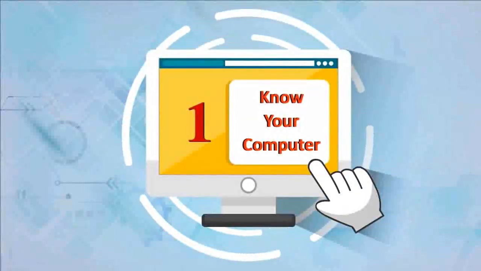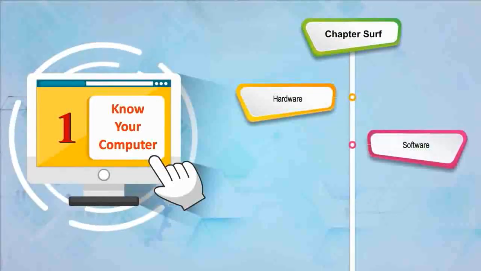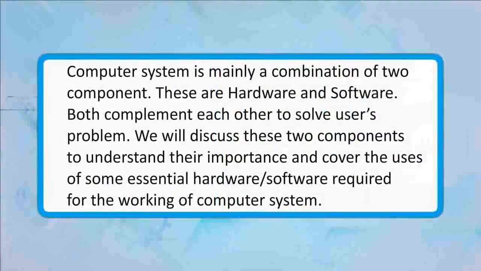Chapter 1, Know Your Computer. Chapter 7, Hardware, Software. Computer system is mainly a combination of two components. These are hardware and software. Both complement each other to solve users' problems.